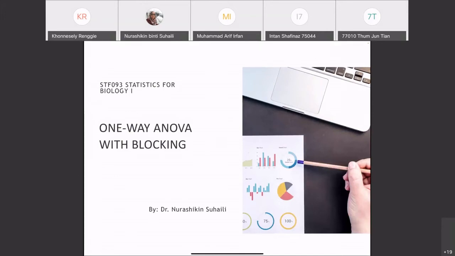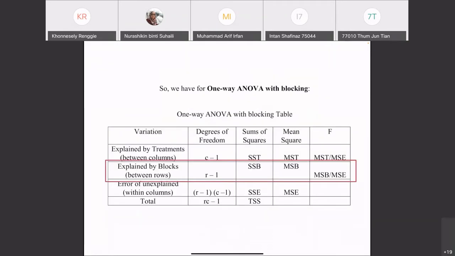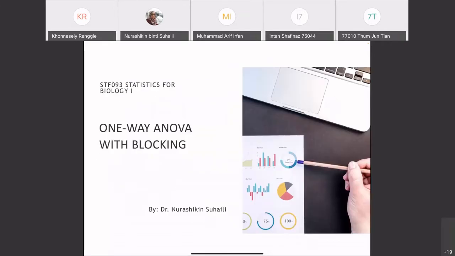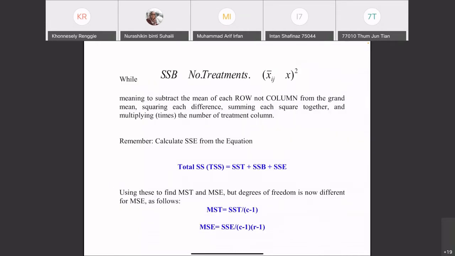Right, so the last part of ANOVA is one-way ANOVA with blocking. Before this, we just talked about one-way ANOVA. So what is meant by one-way ANOVA with blocking? I think it will be much better if I explain it with an example. If you go through these statements, it might be a bit hard.